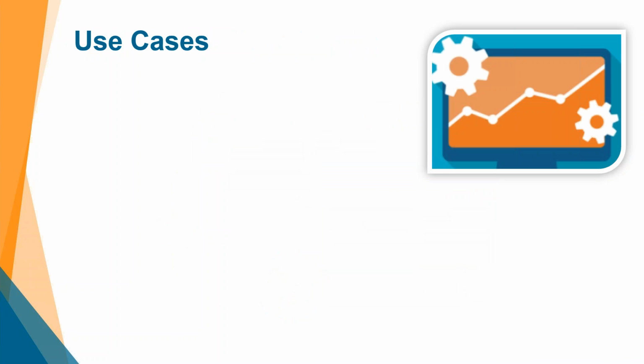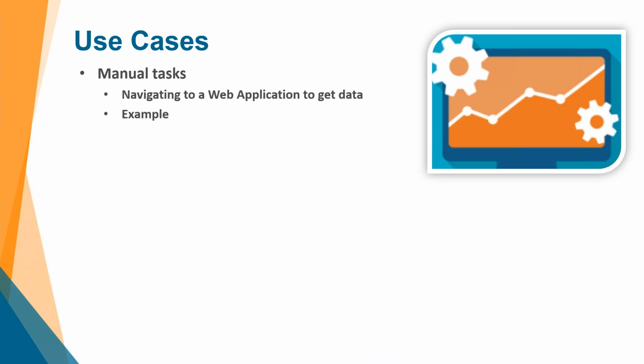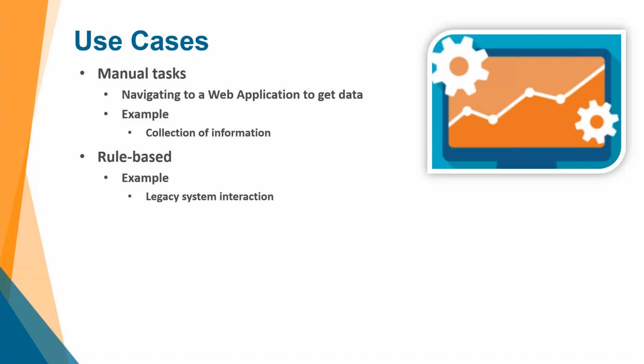Some functional use cases for this are manual tasks, things like navigating to a web application to get data. This functionality is similar to Application Enabler, except that the bot is able to follow the storyboard and navigate to the applicable screens and data without user interaction. Rule-based situations like interfacing with a legacy system are more of your conditional formatting: when parameters are met, the Task Automator will execute its storyboard.